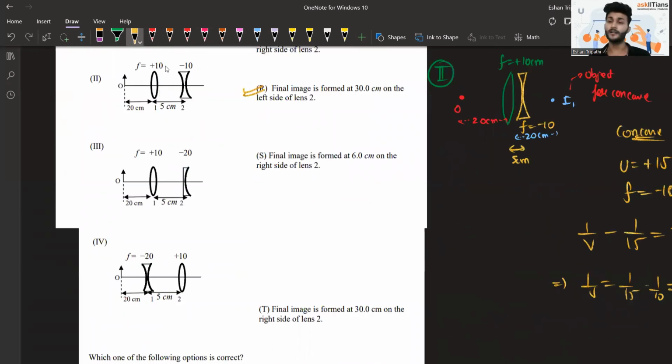So that was mostly it. In another video, we are going to discuss the solutions of paper 2 of this JEE Advanced 2022 also. So let's catch it up over there.